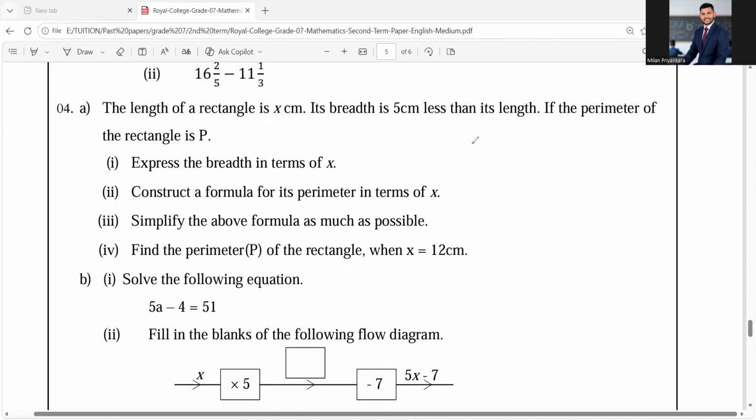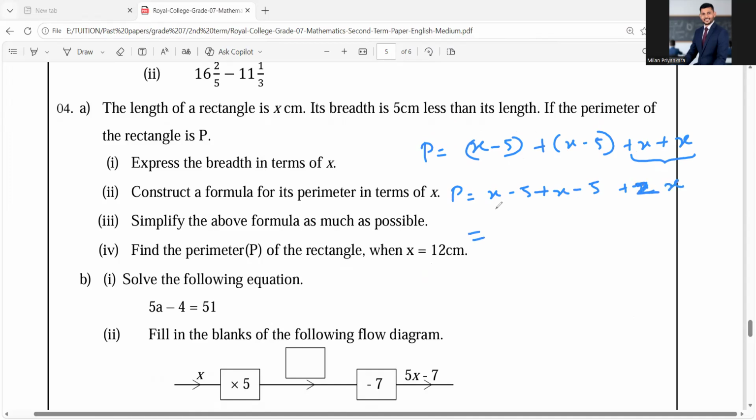You can do x minus 5 plus x minus 5 plus x plus x. P equals like this. Right? Then you can have P equals x minus 5 plus x minus 5 plus x plus 2x, right? x plus x, 2x. Then you can write plus 2x. And then you have 1x, another x, and 2x. And this is going to be 4x. Minus 5, minus 5. That means minus 10.